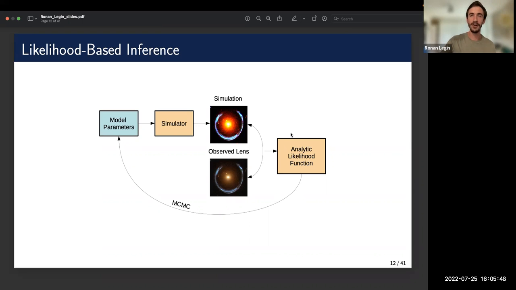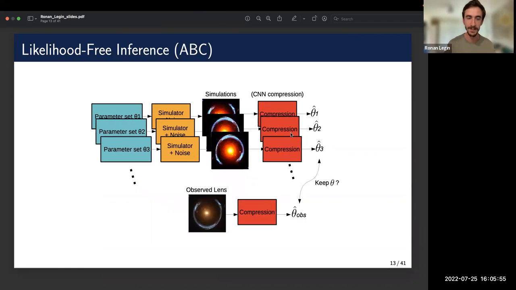So in a case where perhaps you don't have an explicit likelihood function, you could do this alternate kind of setup, which is likelihood-free inference. Here you would basically sample a bunch of model parameters from a prior, run them through a simulator, and add noise to your simulations that mimics the real data. And so you get your strong lensing simulations.